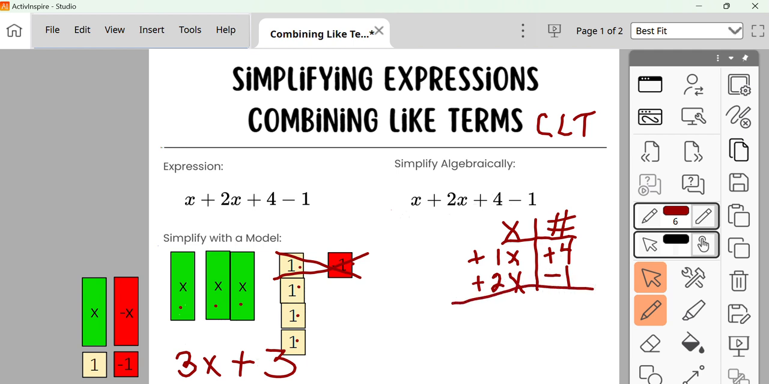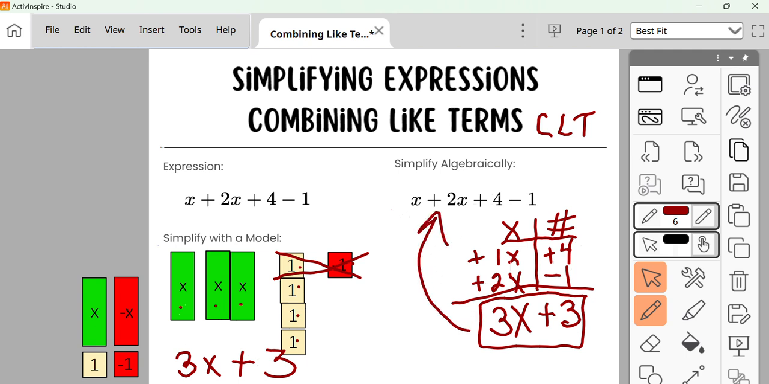And then I'm going to draw a line across the bottom. Then I'm going to very carefully add. I suggest always double checking in Desmos. 1x plus 2x's is 3x. And positive 4 minus 1 is positive 3. So that tells us that when we simplify this expression, we get 3x plus 3, which is exactly what we got when we did it with a model.